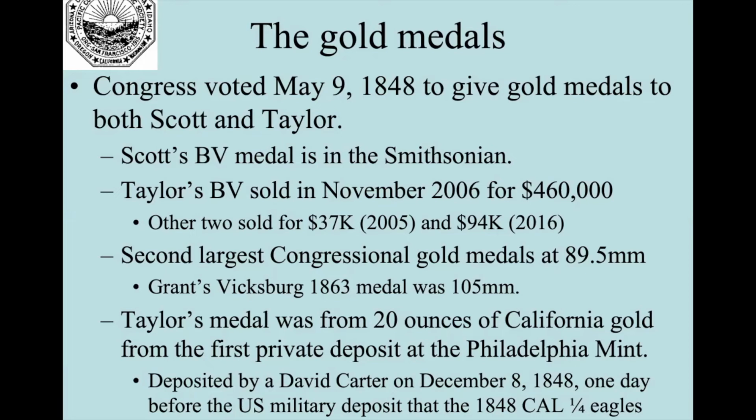Interestingly, Taylor's medal was made first, and by the time the dies had been engraved and made, he was indeed the president. There's documentary evidence that tells us that the gold was from the first private deposit of California gold to the Philadelphia Mint, made by David Carter, a day before the U.S. military deposited the gold that the 1848 Quarter Eagles counterstamped with CAL were made. So it has yet another connection to California.